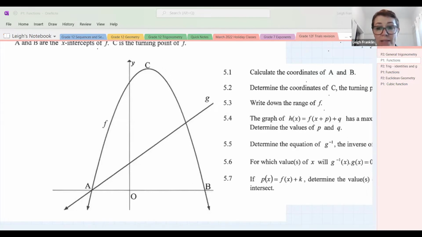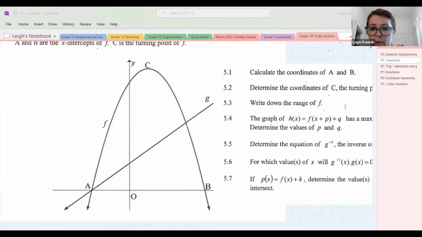So we've got the x-intercepts, don't we? We know what the coordinates of A and B are. So if we want to work out the x coordinate at the turning point, we can also use the midpoint formula.